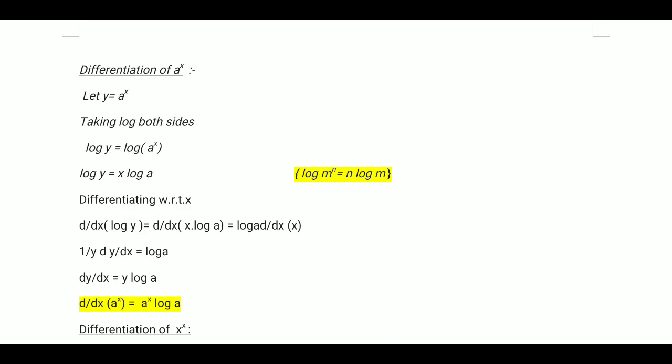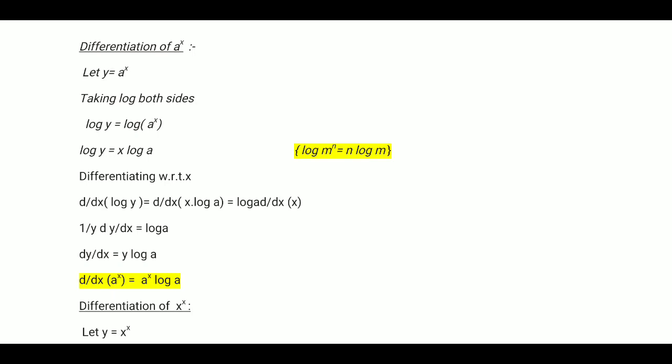Now d upon dx log y. First we differentiate it as log. The log has differentiation 1 upon the variable. As the differentiation of log x is 1 upon x, the differentiation of log y is 1 upon y, but y is not the function of x. So according to the chain rule we write dy upon dx also, which is equal to log a, and d upon dx of x is equal to 1. So 1 upon y dy upon dx is equal to log a. Now cross multiplying, dy upon dx is equal to y log a. Now put the value of y, we get d upon dx of a power x is equal to a power x log a.